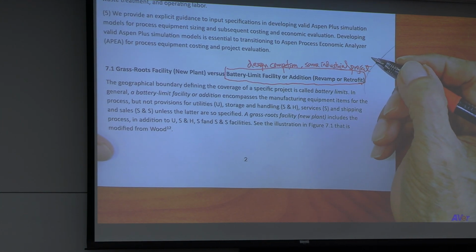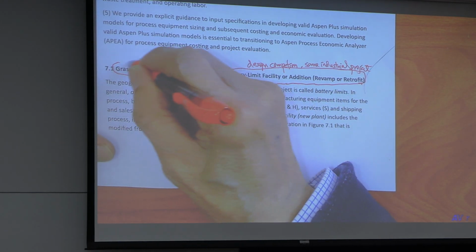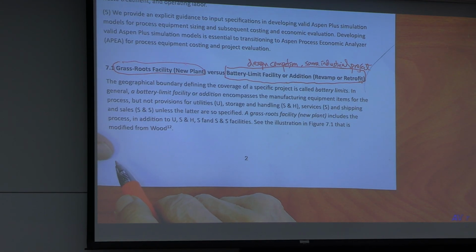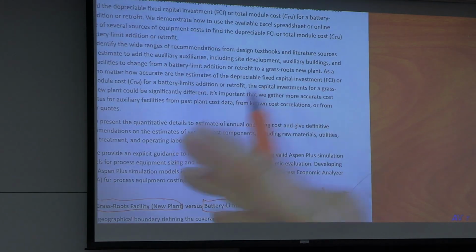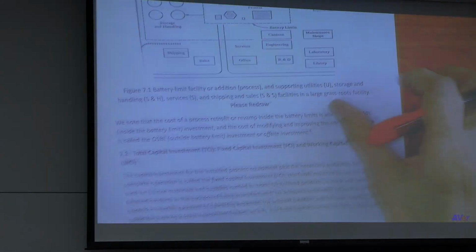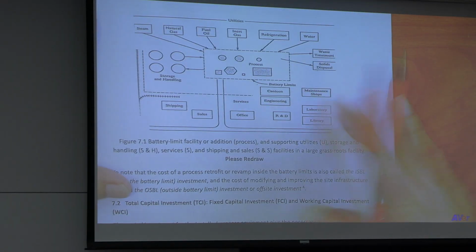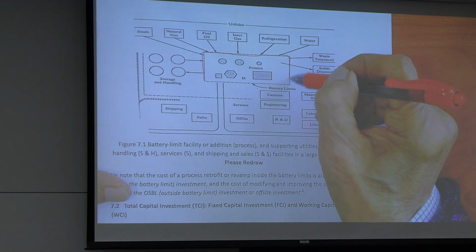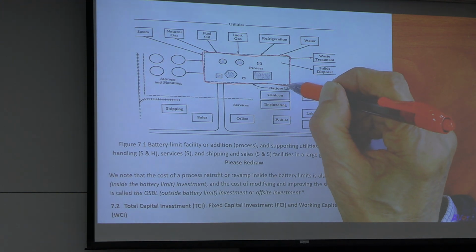If you are building a new plant from scratch, that's called a grassroots facility. What is the difference? Look at the figure on page 3. You are doing a solvent recovery in the 1998 design competition.